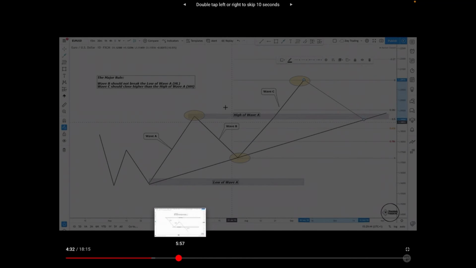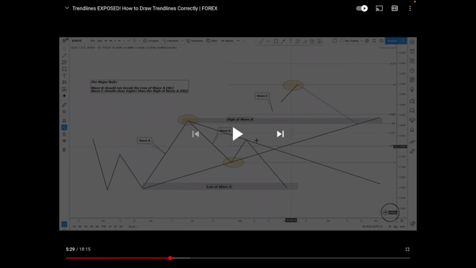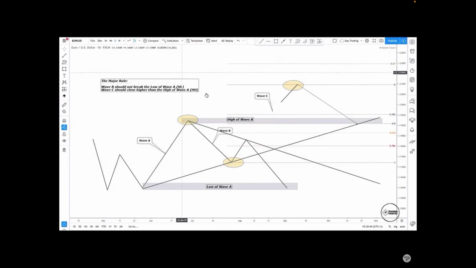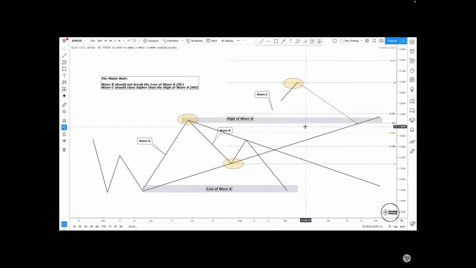So let's see how Ilya now explains the short. Very important to stick to the rule and apply it always. If you don't have a hard high, you do not have a trend line. So right now it got pretty messy.